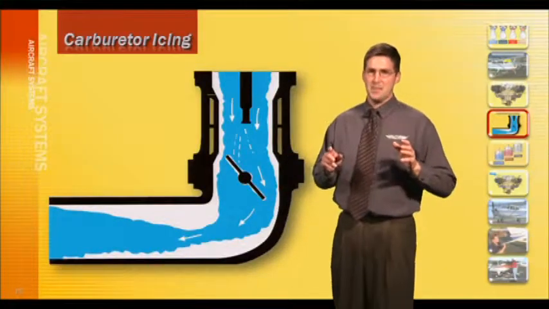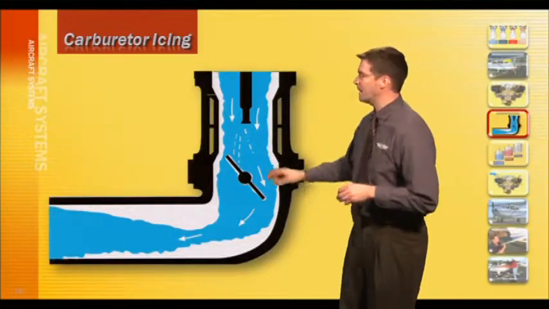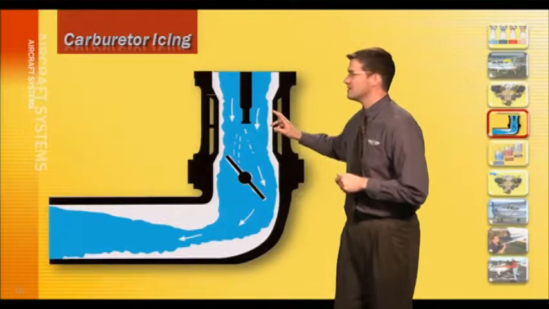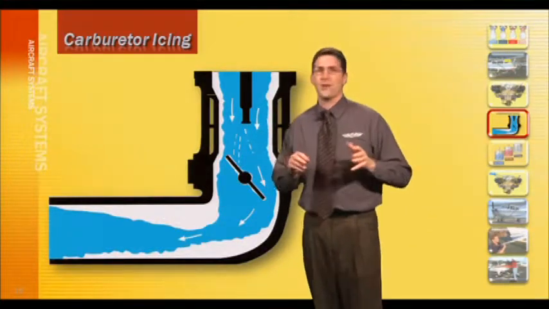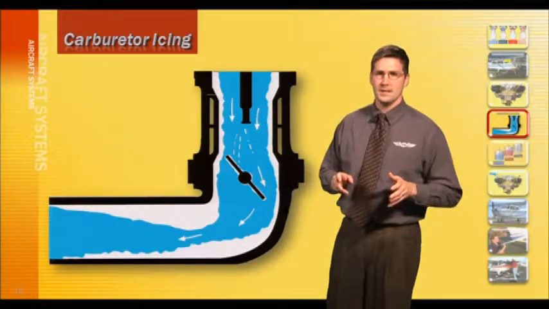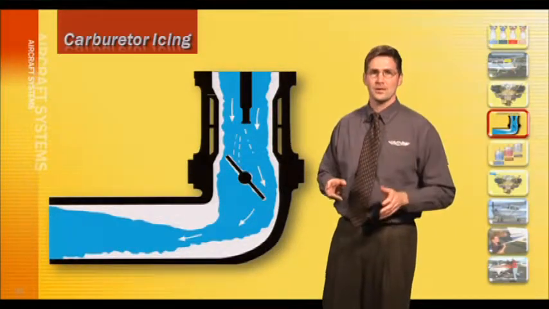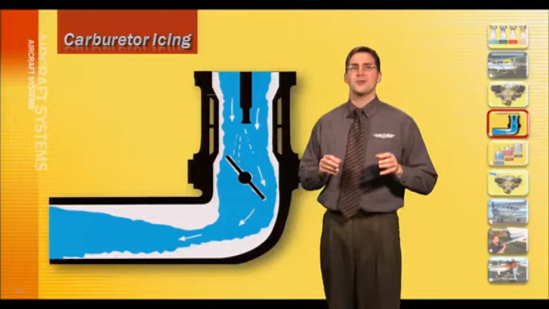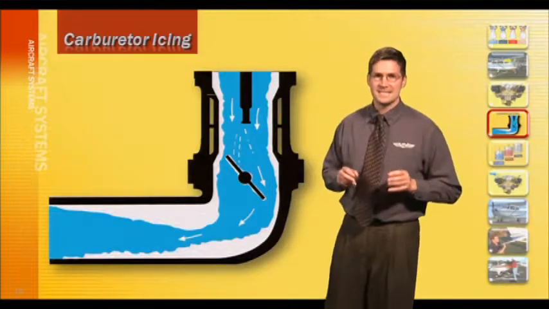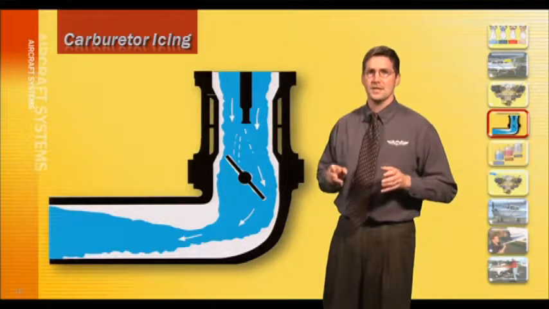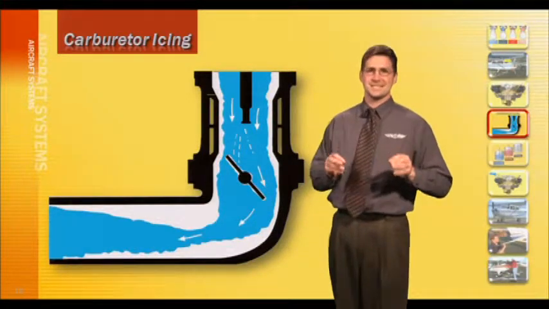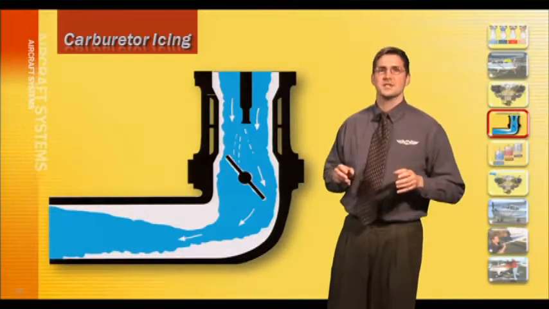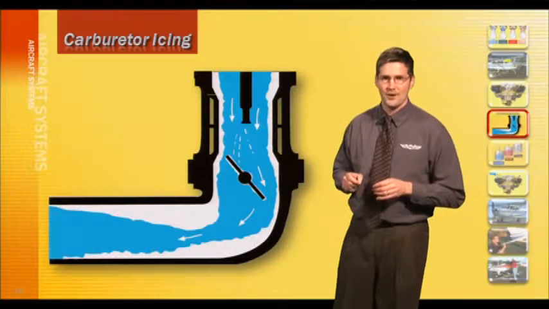A float-type carburetor is commonly found in many general aviation aircraft, and you see one right here. It operates by a differential air pressure present at the carburetor throat. This throat is also called the venturi. However, carburetors are not without problems. As the air flows through the venturi, the fuel vaporization can cause the temperature to drop by as much as 60 degrees Fahrenheit. This may cause a condition known as carburetor icing.